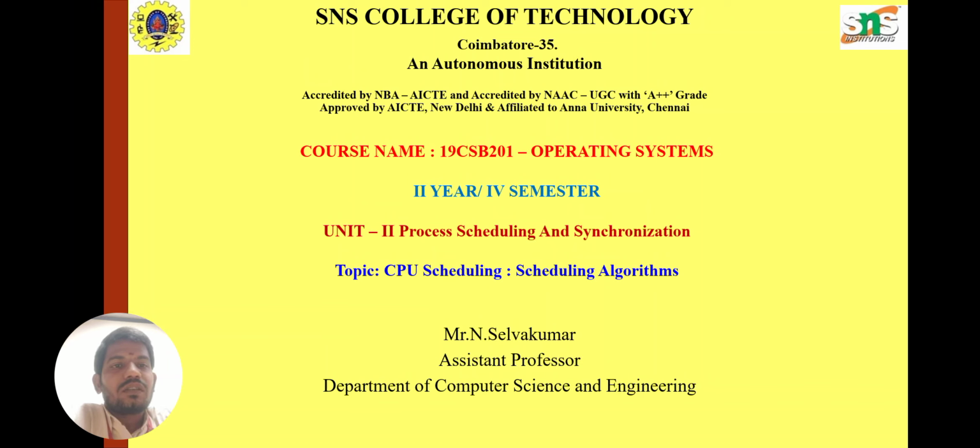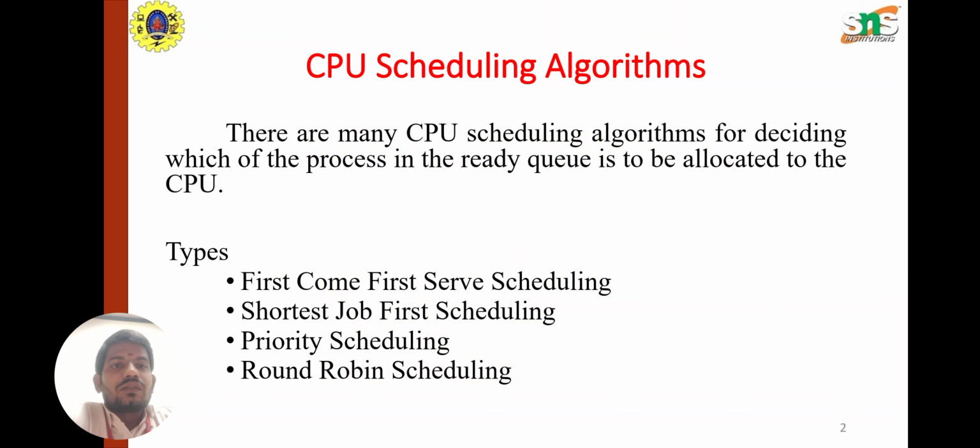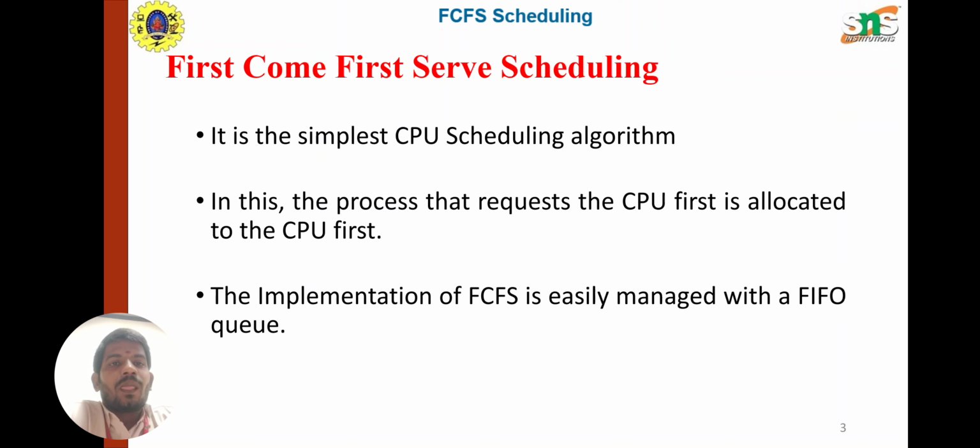Now let us talk about CPU scheduling algorithms. There are many CPU scheduling algorithms for deciding which process in the ready queue is to be allocated to the CPU. The first types are first come first serve scheduling, shortest job first scheduling, priority scheduling, and round robin scheduling. First come first serve scheduling is the simplest CPU scheduling algorithm.